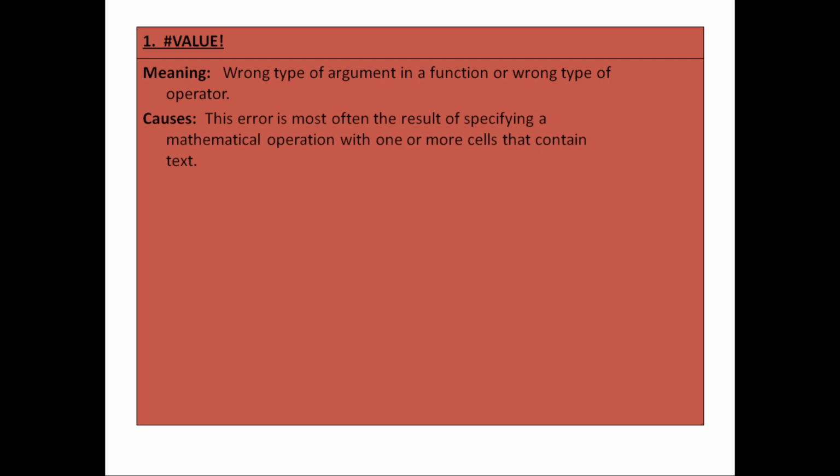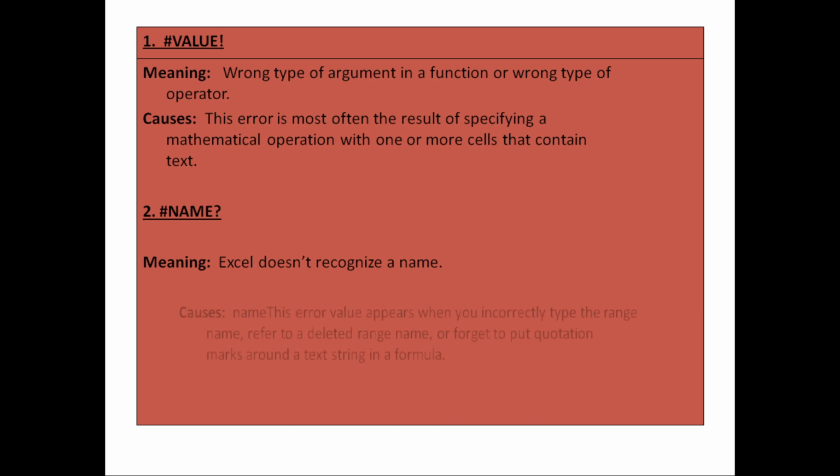1. #VALUE! Meaning: wrong type of argument in a function or wrong type of operator. Causes: this error is most often the result of specifying a mathematical operation with one or more cells that contain text. 2. #NAME? Meaning: Excel doesn't recognize a name.